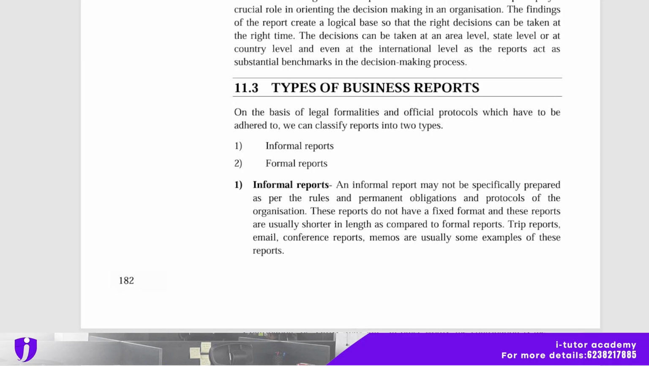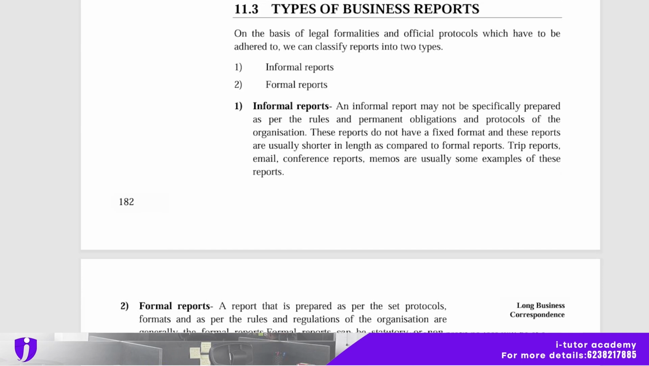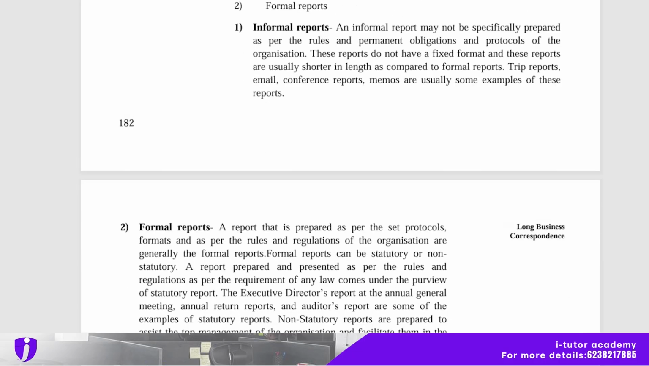Next is types of business reports. There are informal reports and formal reports. An informal report may not be specifically prepared as per the rules, obligations and protocols of the organization. These reports do not have a fixed format, and they are usually shorter in length as compared to formal reports. Trip reports, emails, conference reports and memos are some examples of these reports.